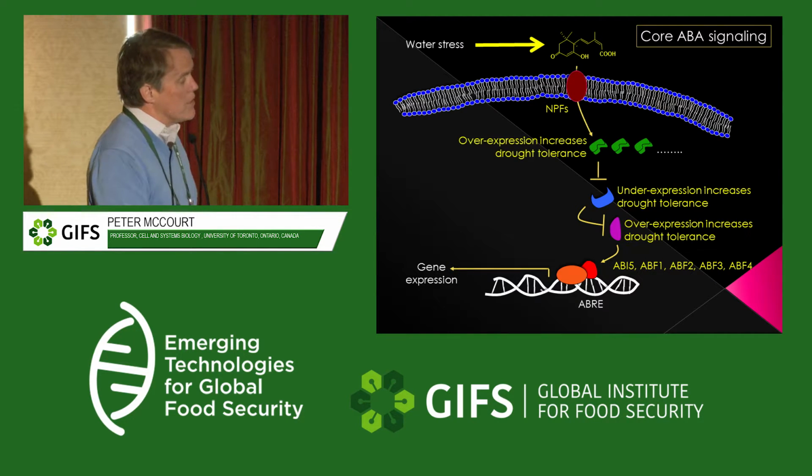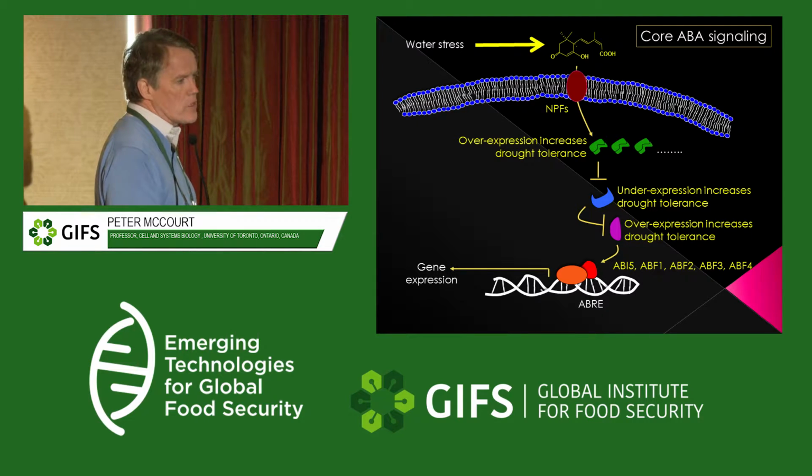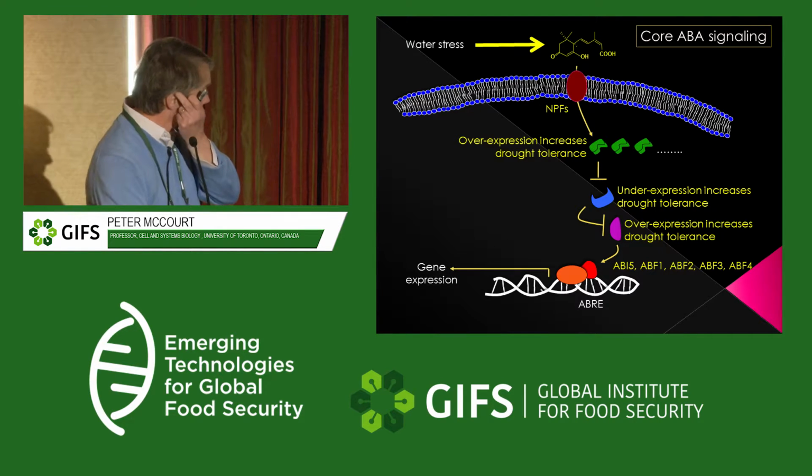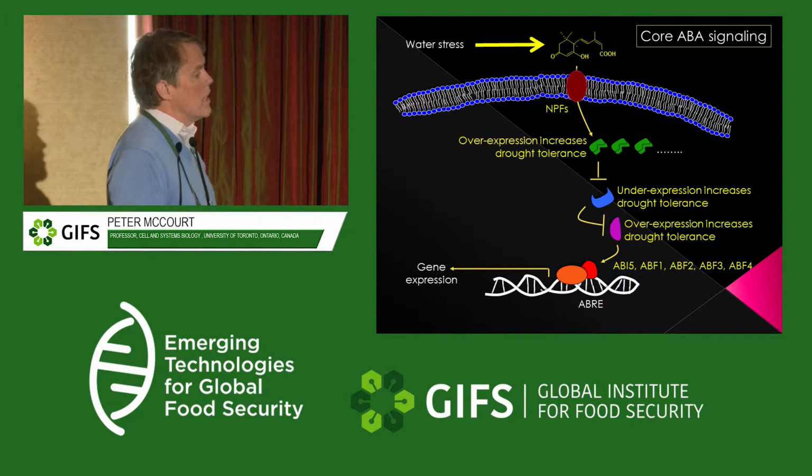What I think maybe is very exciting at some level is that when we over or underexpress various components of the ABA pathway, we do get improved drought tolerance. If we overexpress the receptors or underexpress the PP2Cs, overexpress the kinases, and even some of the transcription factors, we get logical outcomes. And that's not just in Arabidopsis, that's been found in other plants where that's been tested.